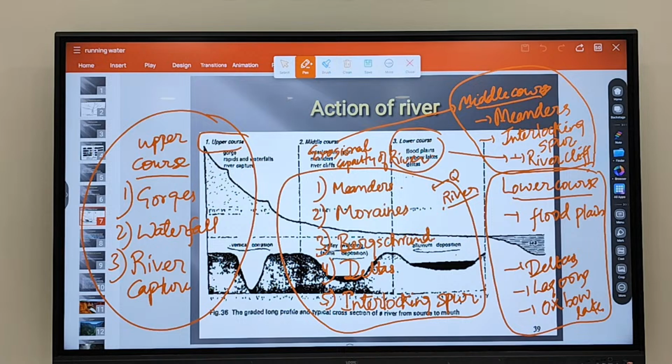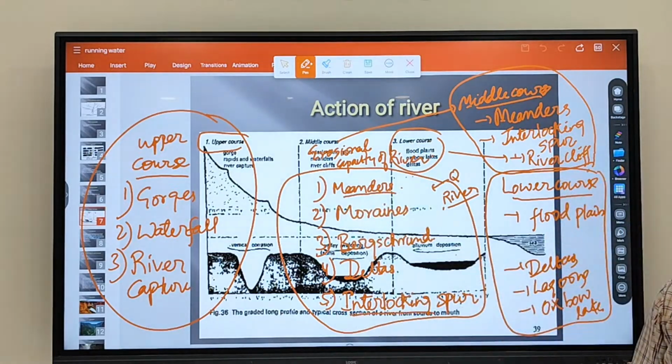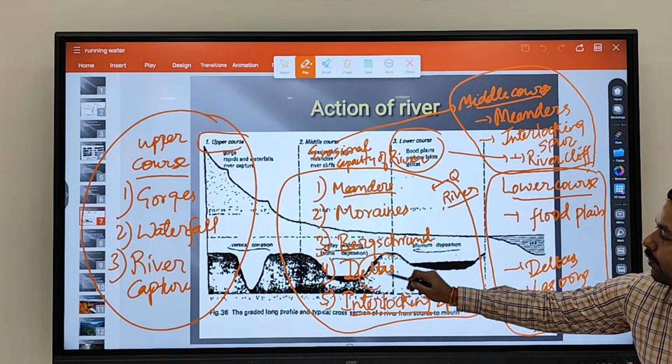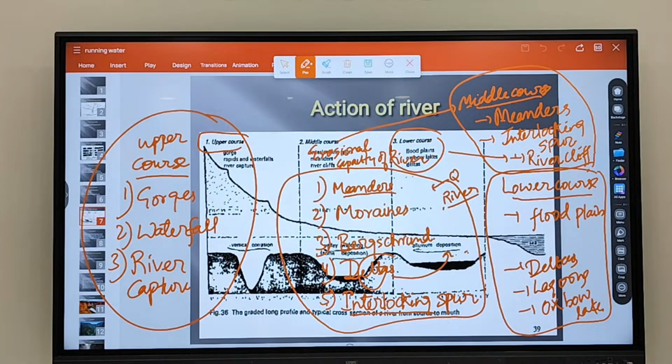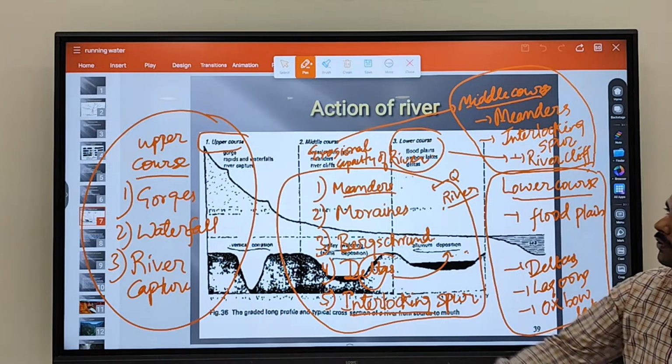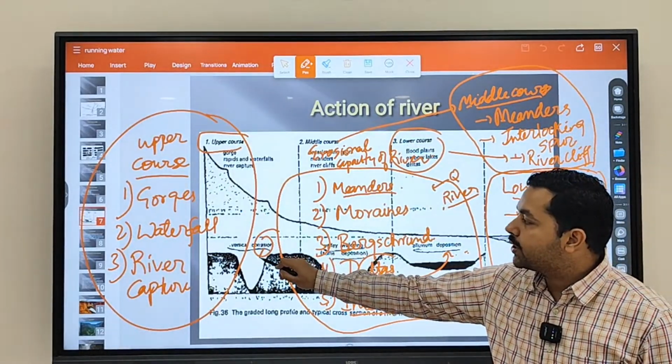1, 4, 5. Then in case of erosional capacity, the answer will be 1 and 5 only. Answer will be what? 1 and 5 only, because deltas are formed due to deposition. Delta is formed in the lower course, and delta is formed due to what? Deposition. In the upper course and middle course, you are seeing erosion is happening.